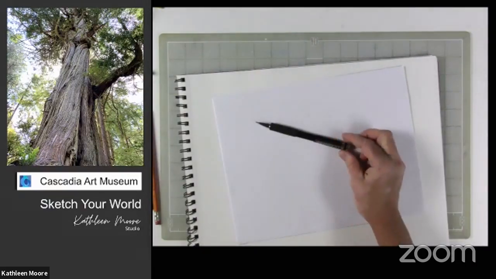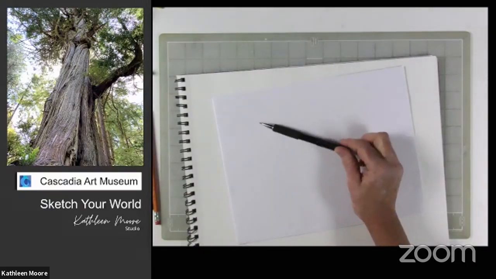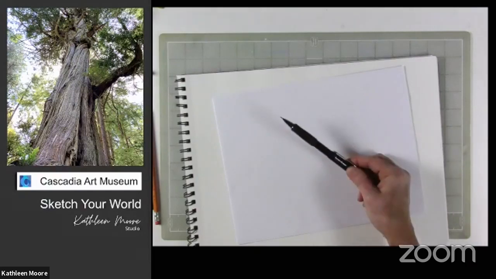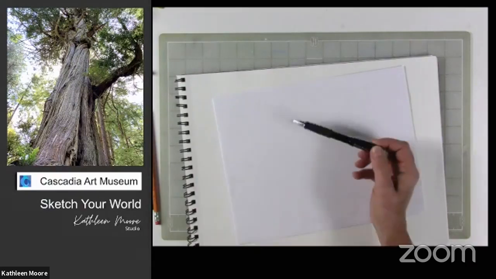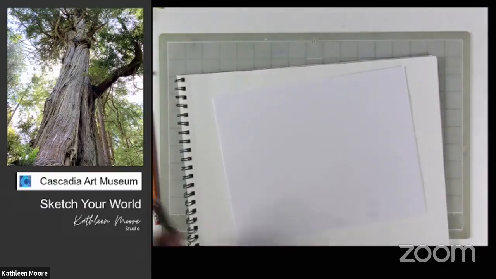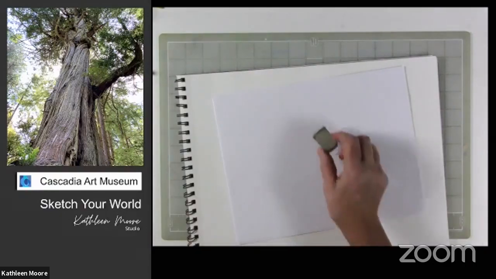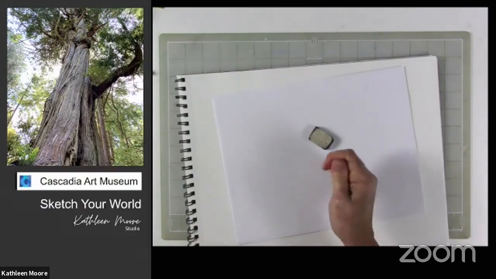Oftentimes when I'm out sketching, all I have with me is a little tiny sketchbook and a mechanical pencil. And these things work just great too. So whatever you've got, any pencil will work. And then the next thing that you really ought to have is a decent eraser.